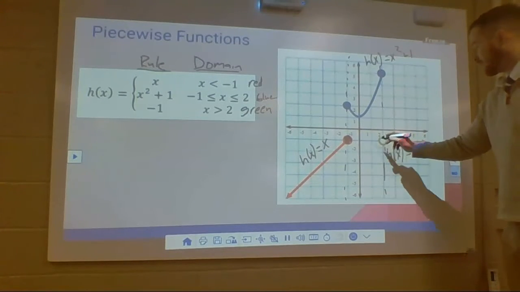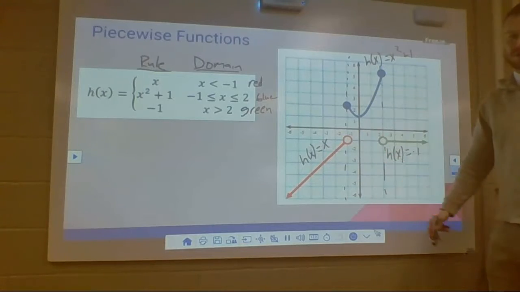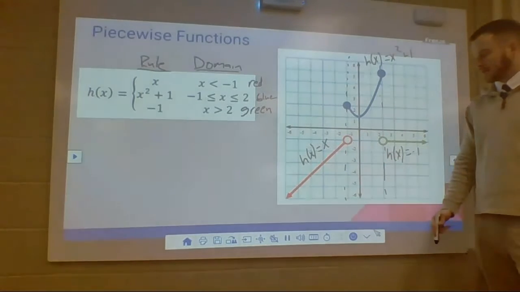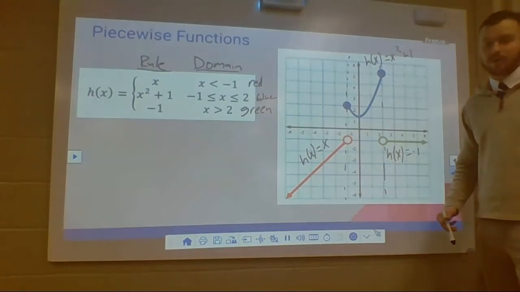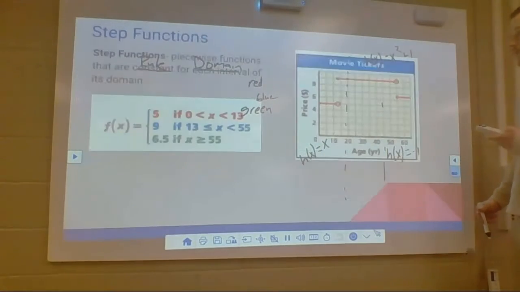But since they are open, they do pass the vertical line test. Okay? So, just wanted you to see that right there. Let's go ahead and move forward.